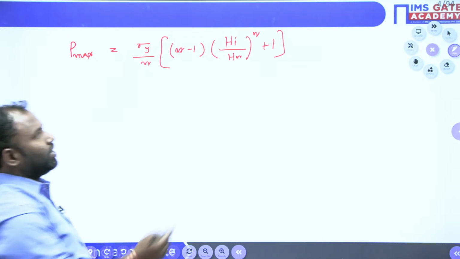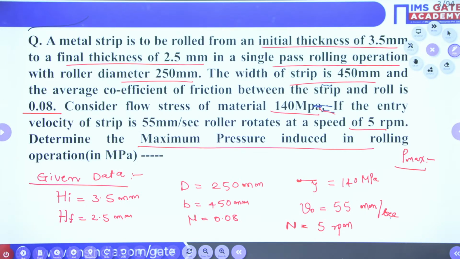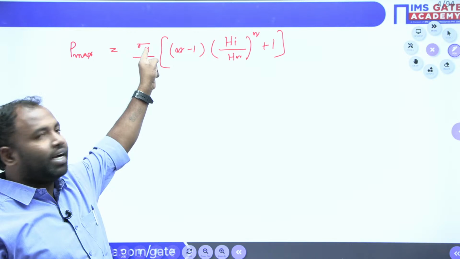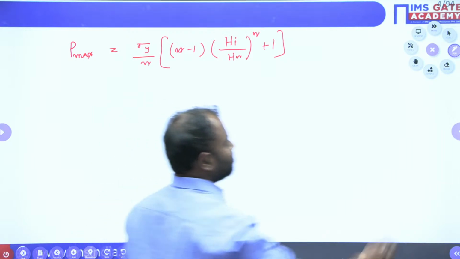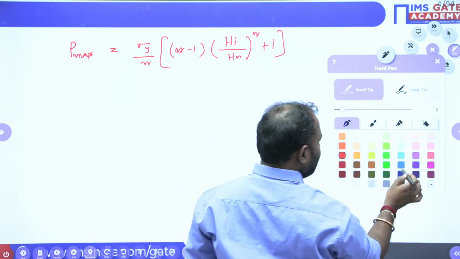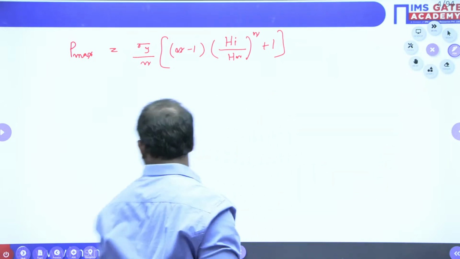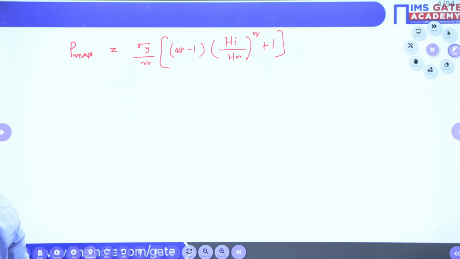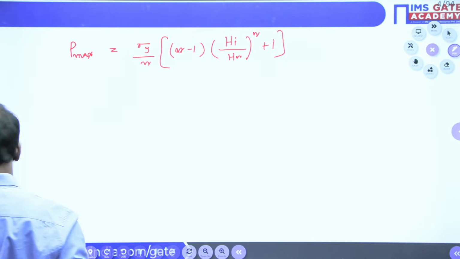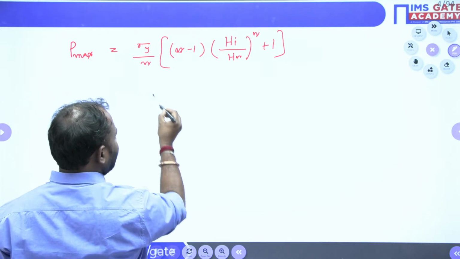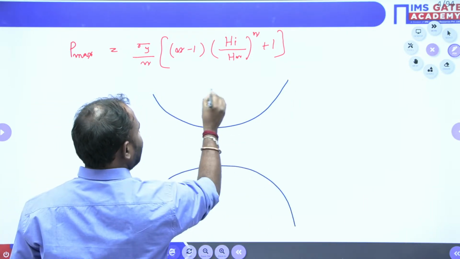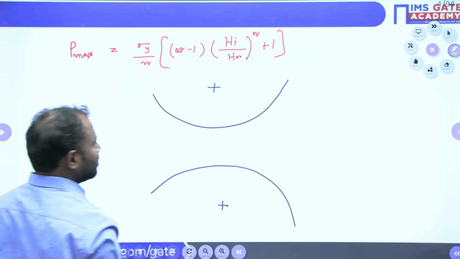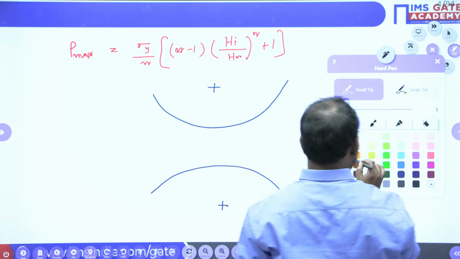Now we know h initial, 3.5 is given, but we don't know hn and n, we have to find them. Sigma y is also given in the problem. Accordingly we just find that. In the rolling operation, this will be your roller, and this is one more roller, and somewhere here my workpiece will be like this.